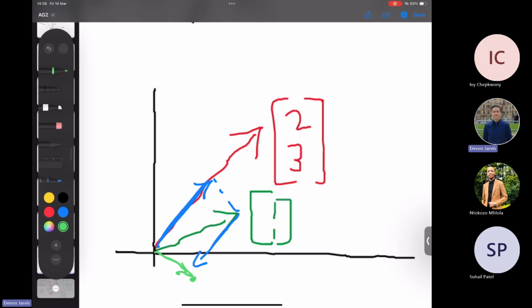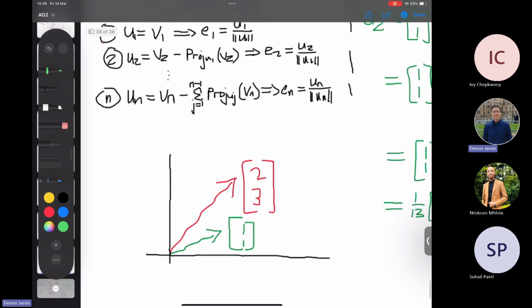Everyone comfortable with what just happened? Okay. And again, we know that if there's more than one vector here, we just do the same process, but now removing them independently, treating them independently, removing it one by one from that red vector.